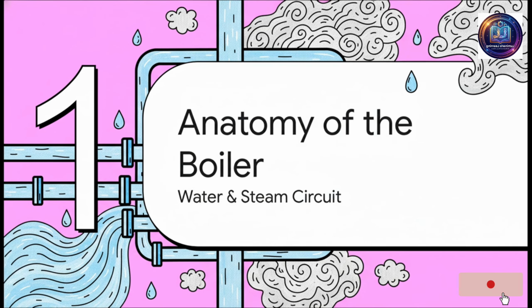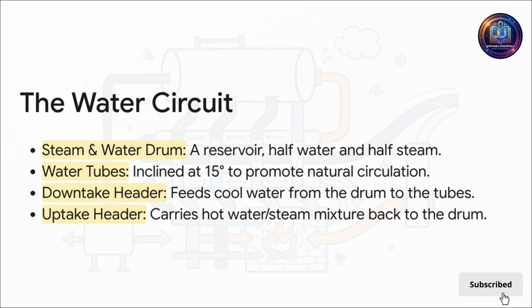Okay, so to really understand how it all works, we've got to look at its anatomy. First up, the water and steam circuit. Let's look at how these parts all dance together. At the very top, you have this big horizontal steam and water drum. Just think of it as a reservoir. It's half water, half steam. From there, the cooler water flows down through something called the downtake header into the many water tubes.